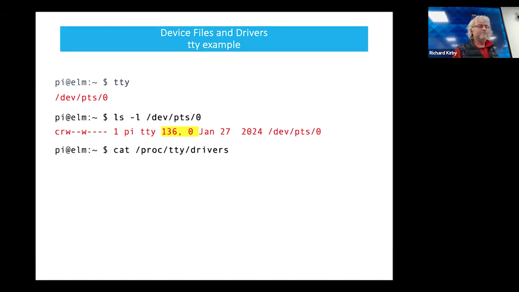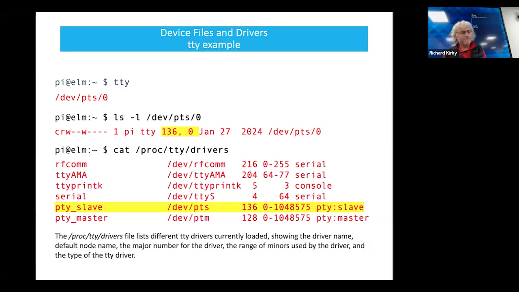If we look in a directory called /proc/tty/drivers, we can find out the name of the driver that relates to that. There's the major number, 136. And the driver is called pty_slave. So this is the driver that's responsible for any program that you're running in a terminal here. When it's printing something to the screen, it's going to use this driver called pty_slave to print it.